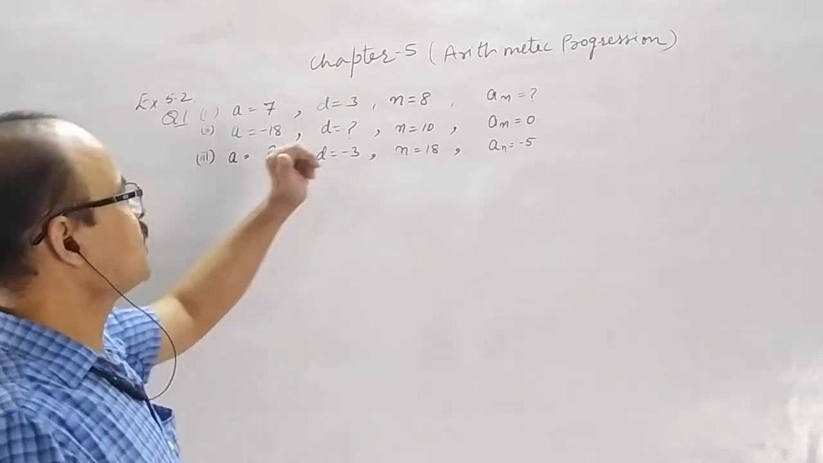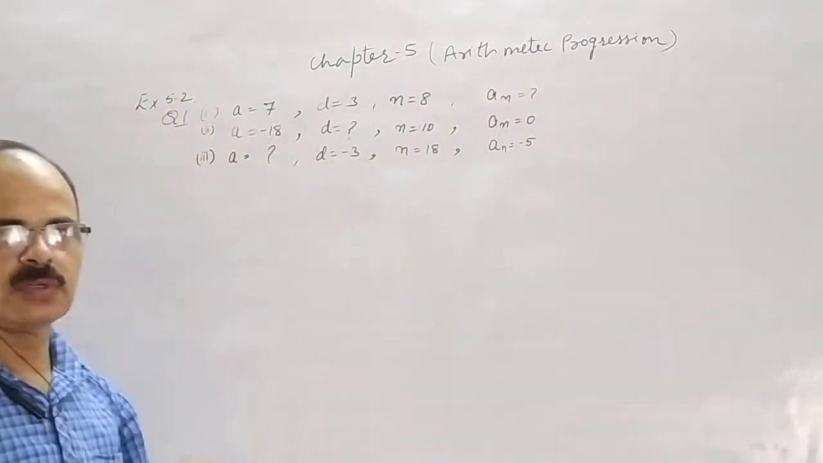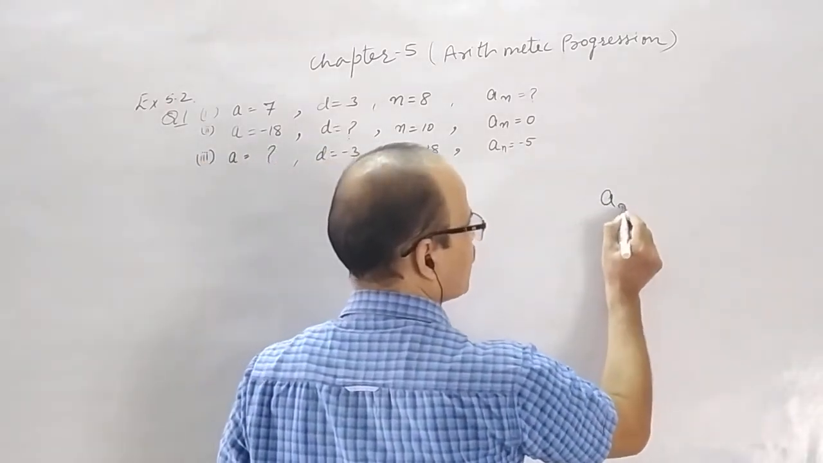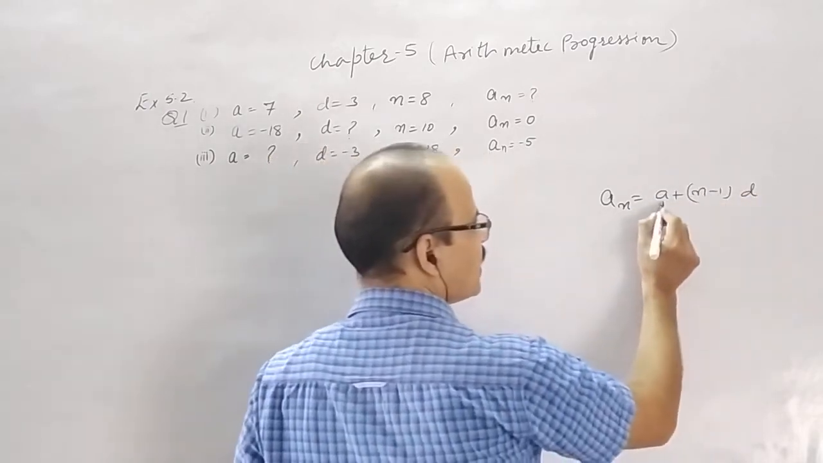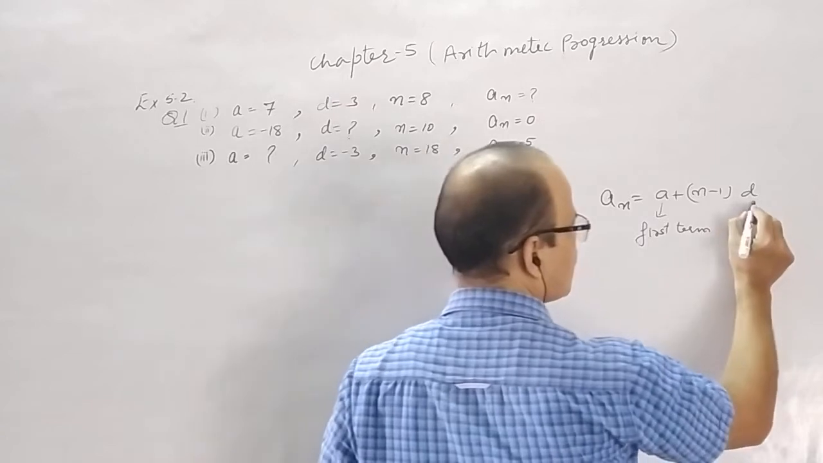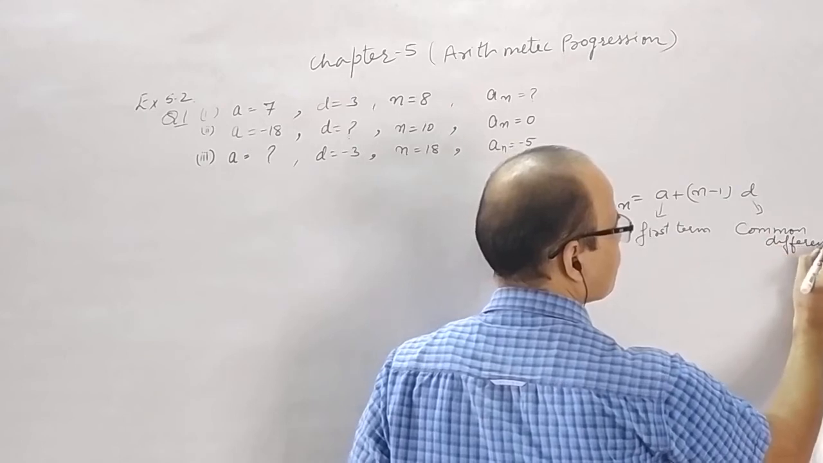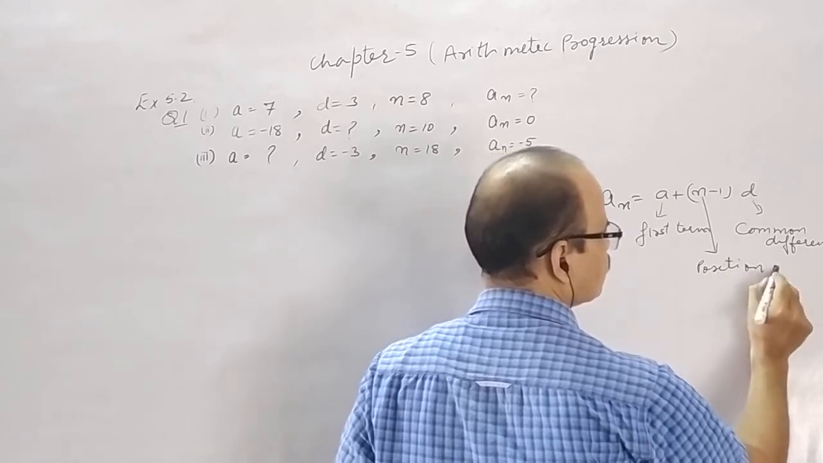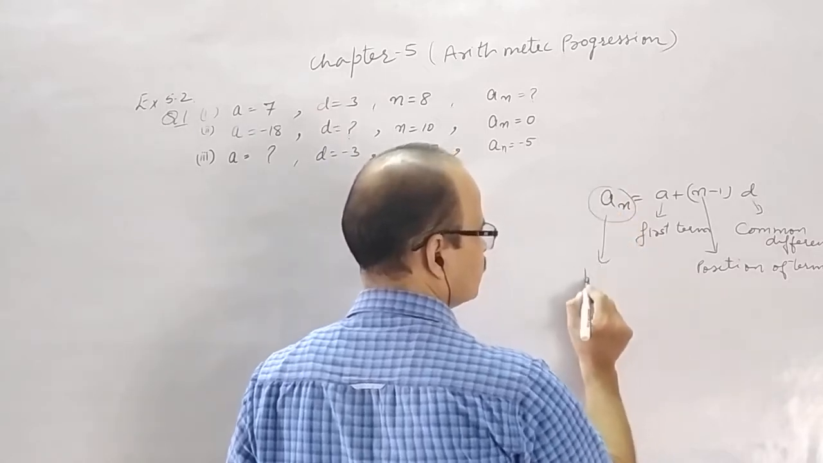Hello students, in this video we are doing chapter 5 arithmetic progression exercise 5.2. In all these questions we have to apply one formula, the general formula of AP, that is An = a + (n - 1) d. A is your first term of the sequence, D is the common difference, N will be the position of the term, and An will give you the value of the term.